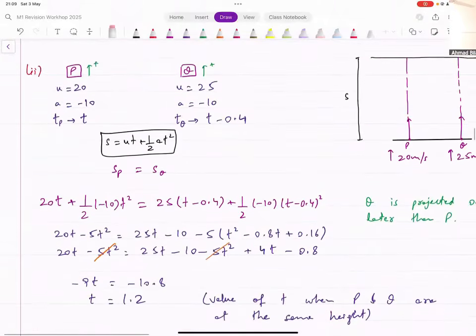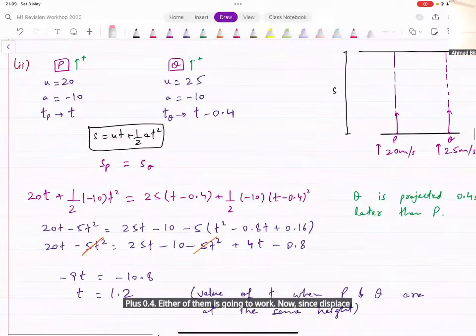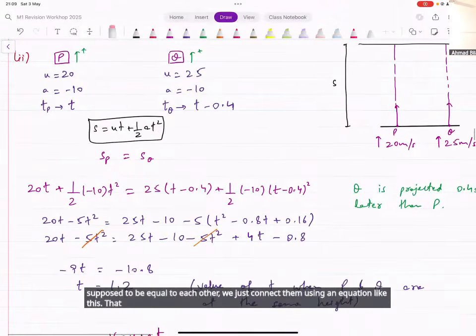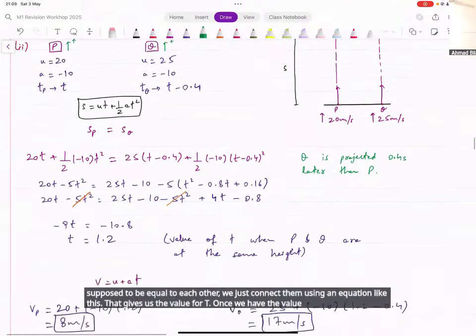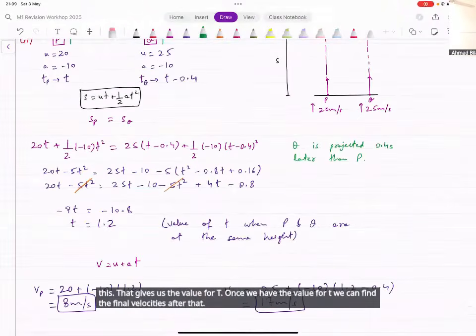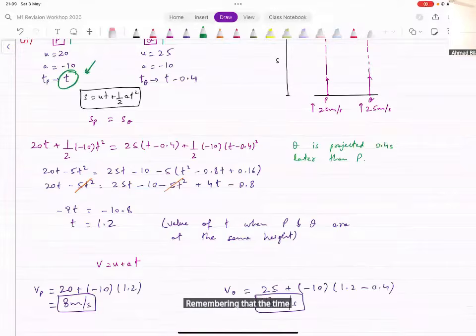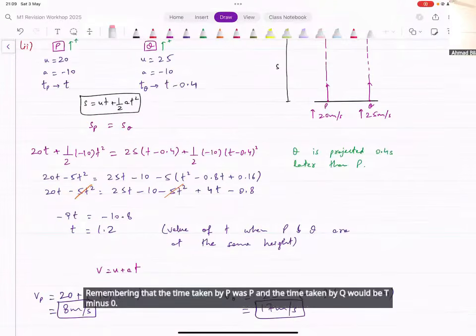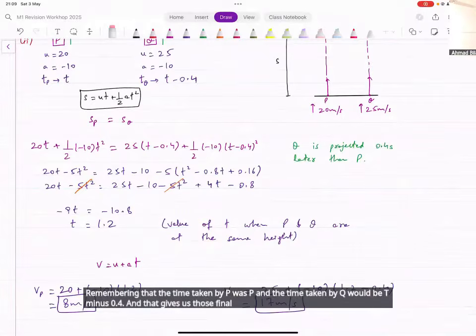Now, since their displacements are supposed to be equal to each other, we just connect them using an equation like this. That gives us the value for t. Once we have the value for t, we can find the final velocities after that, remembering that the time taken by P was t, and the time taken by Q would be t minus 0.4. And that gives us those final velocities that we were looking for. Okay.